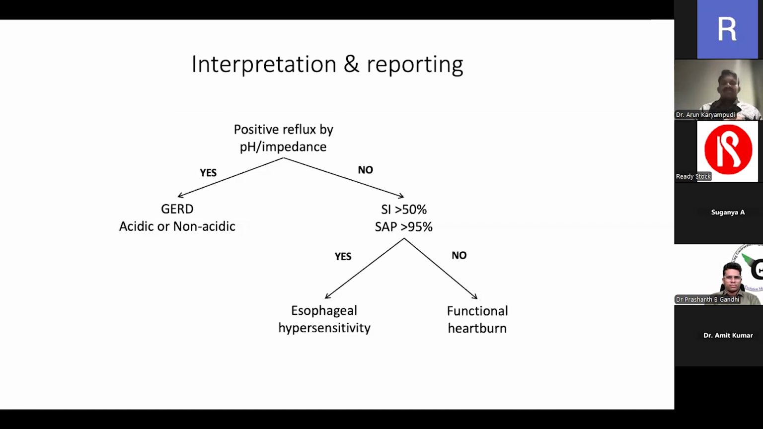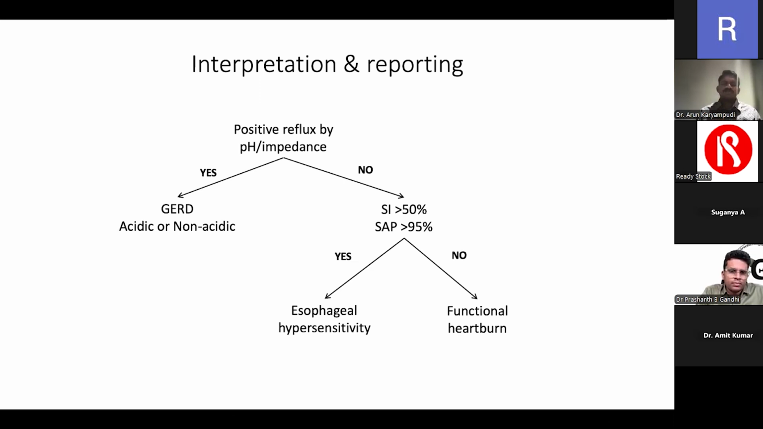So summarizing, putting everything together, interpretation and reporting. So when you have a positive reflux by a pH or impedance, going by the Lyon criteria, you call the patient as GERD, and you classify whether the patient has acid or non-acidic GERD. Whenever there is no reflux at all, that is, there is no significant acid exposure, or there is no significant bolus exposure or volume reflux, then you see reflux symptom association parameters.